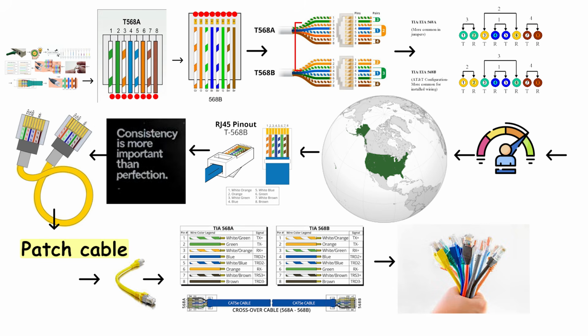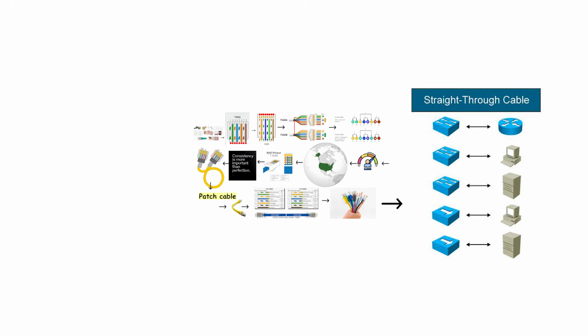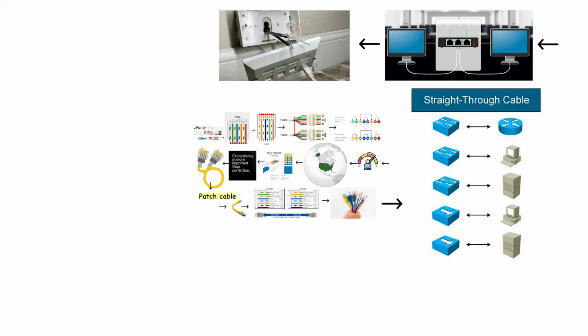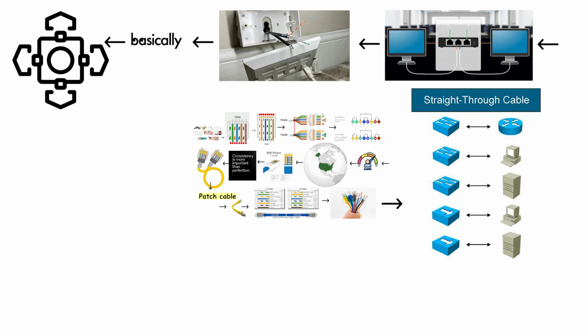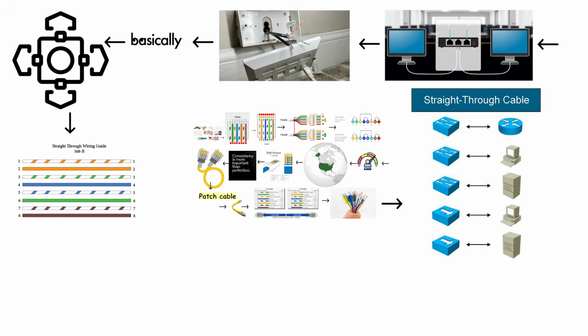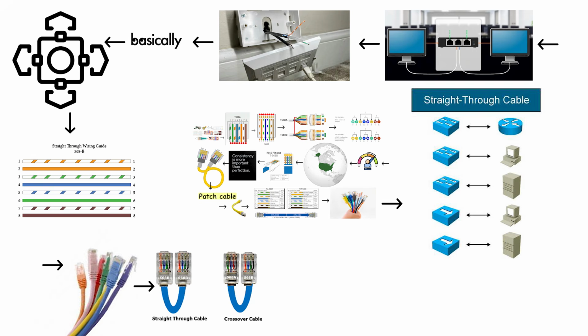This is the type of cable you use for almost everything in a home network. Straight cables connect computers to routers, computers to switches, or any device to a network port in the wall. Basically, if you're connecting 2 different types of devices together, you use a straight cable. This accounts for probably 99% of all Ethernet cable usage. A crossover cable is different.